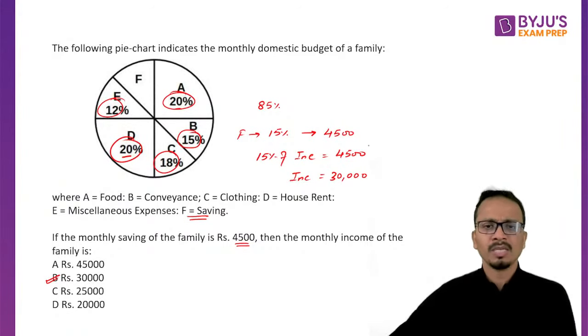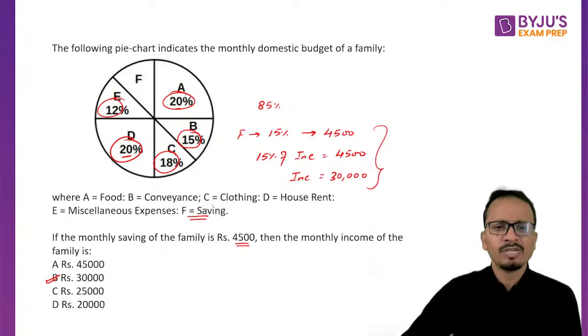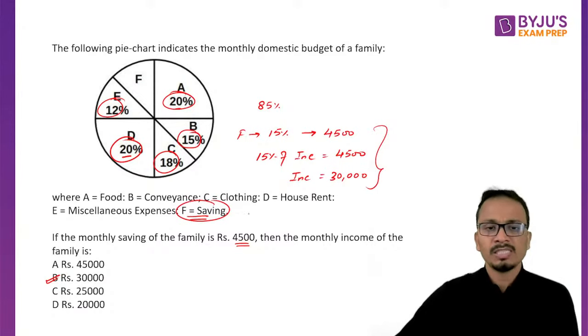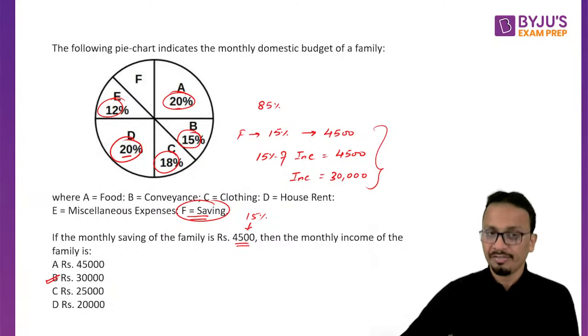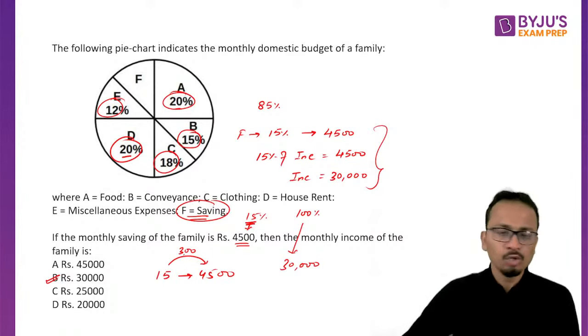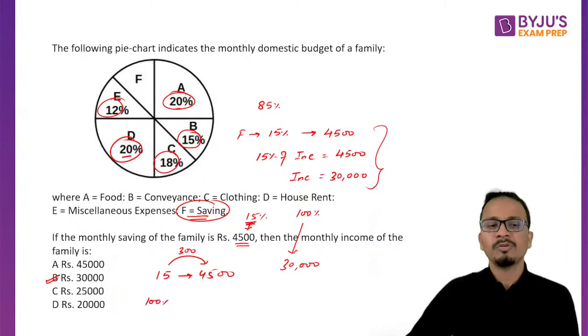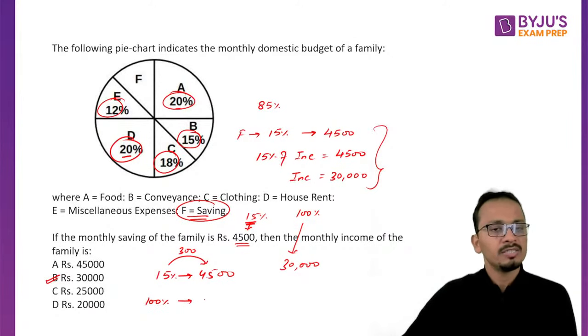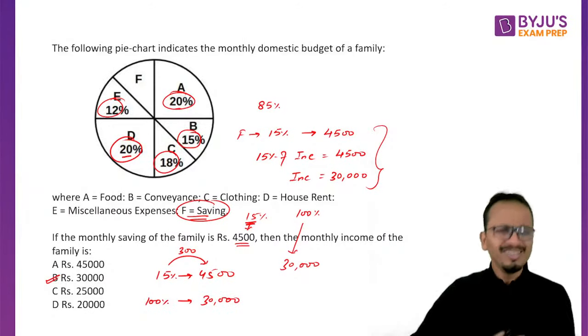Good. Okay. Now, in case you don't want to write all these things, definitely you can see that saving, which is 15%, corresponds to 4,500. So 100% will correspond to 30,000. So how can I write it very quickly? Now 15 corresponds to 4,500. So it is basically 300 times. 15 into 300 is 4,500. So 100% will correspond to 100 into 300, that is 30,000. Okay, I'm just using the unitary method, nothing more than that.